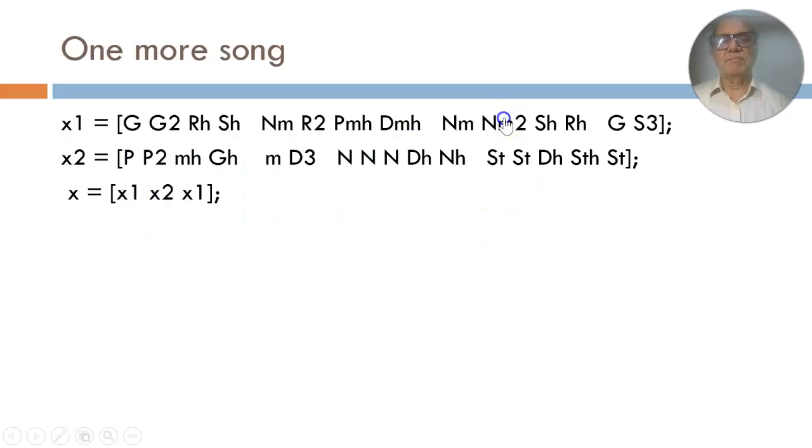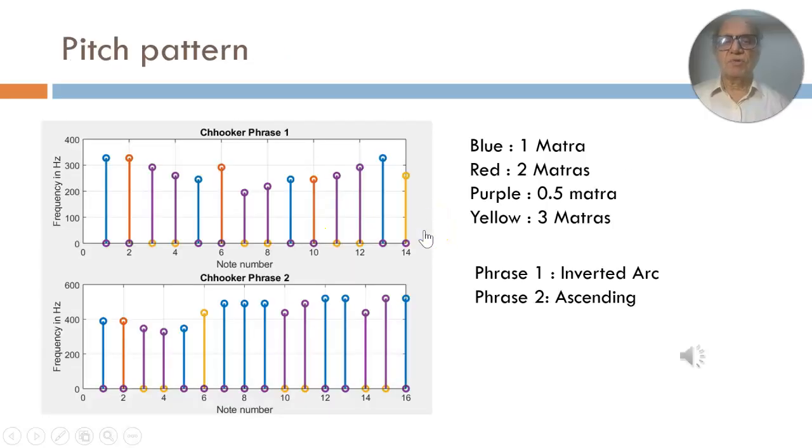All right, one more example. Again, I'll not go through the analysis of this. You can just pause the video and go through this. But what I want to show you is that this is one of the known songs from Bollywood. And if you look at phrase 1, it's an inverted arc kind of thing. And if you look at phrase 2, it is an ascending phase. So let us play and see how it sounds.